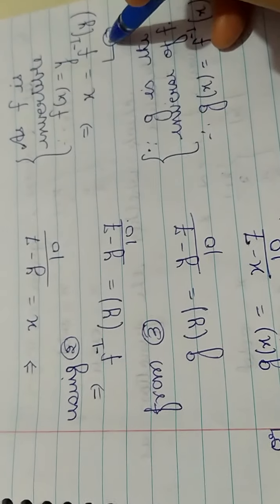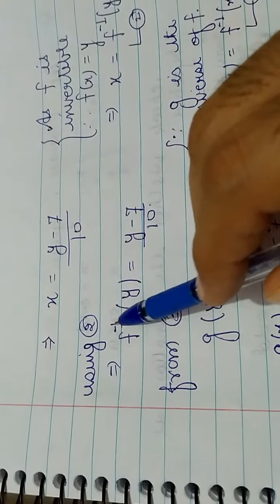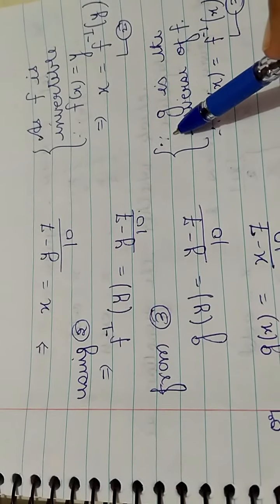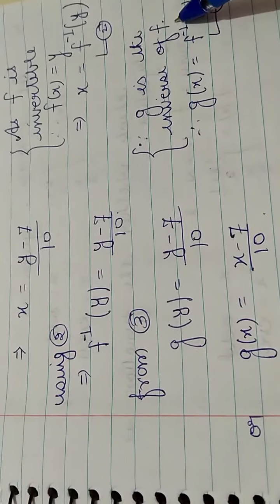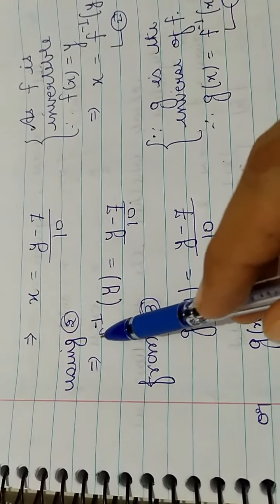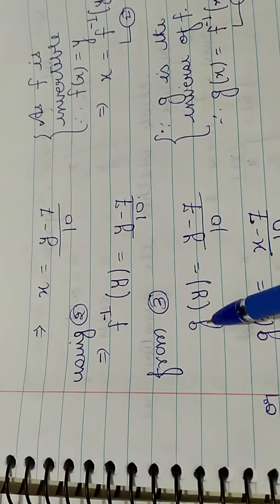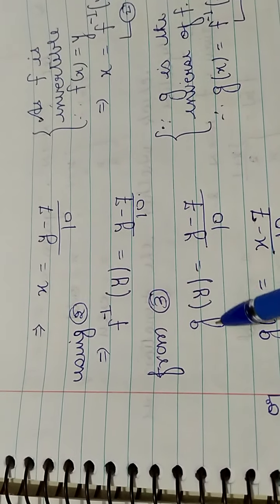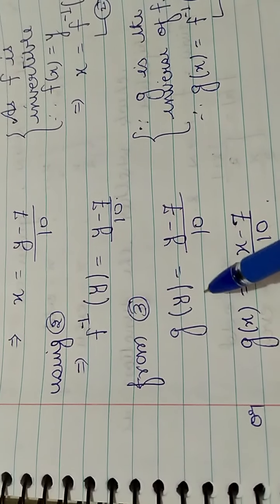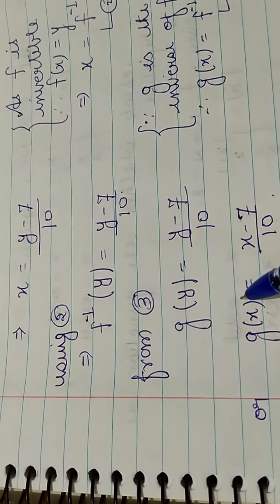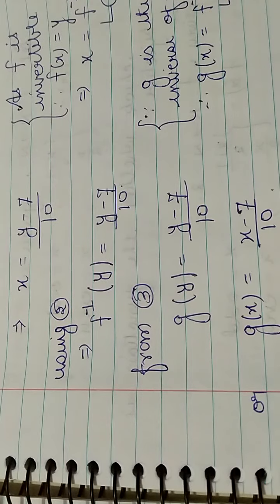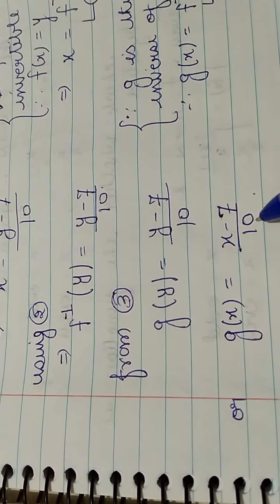So using this condition we get f inverse of y = (y − 7)/10, and since we know that g is the inverse of f, therefore we can write g(x) = f inverse of x. So we can replace f inverse of y by g(y). Therefore g(y) = (y − 7)/10, or we can change the variable, and after changing the variable we get g(x) = (x − 7)/10, which is the desired result.